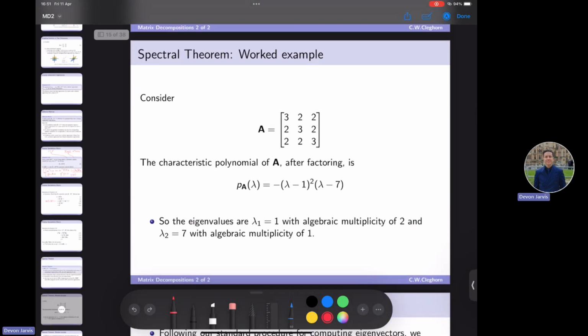Okay, so consider this example. If you take the characteristic polynomial, you get to this point here. What is the algebraic multiplicity of 7 in this case?